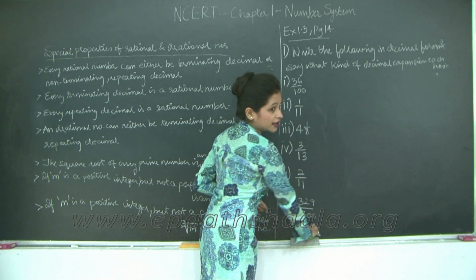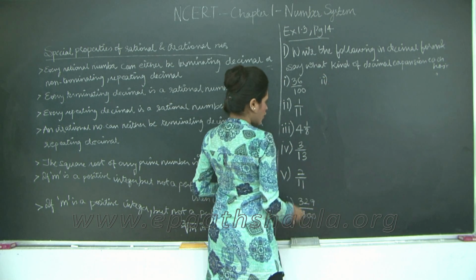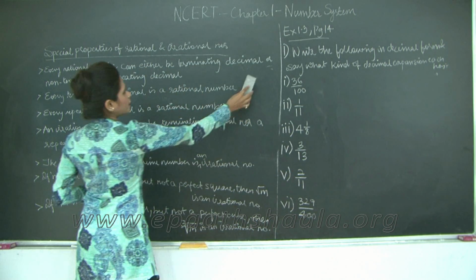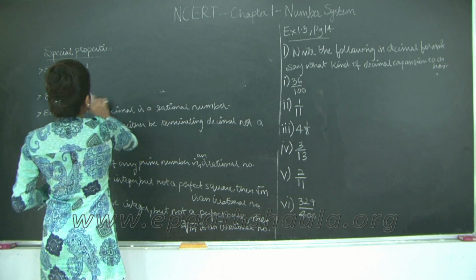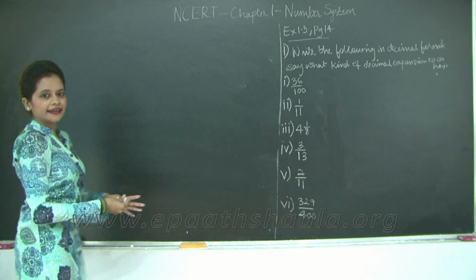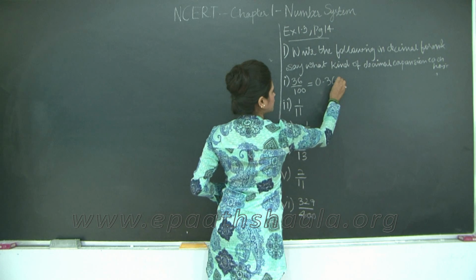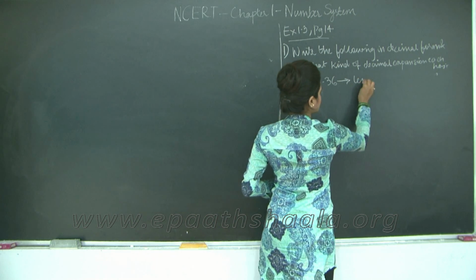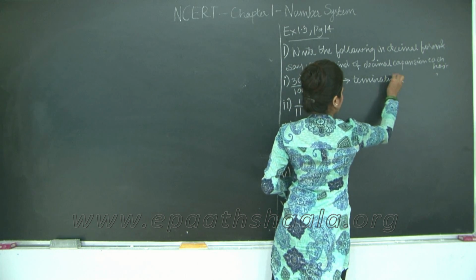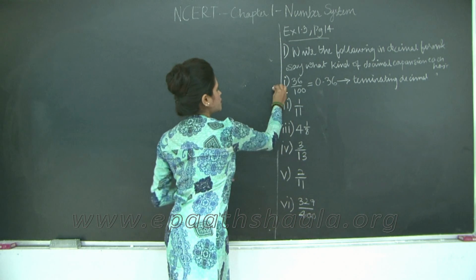Okay. The second one is 1 upon 11. Or rather, should I just erase the board on the right hand side, and we will solve it more neatly. We will only write the answers over here. So this was 0.36, a terminating decimal. Okay. So this one is solved.